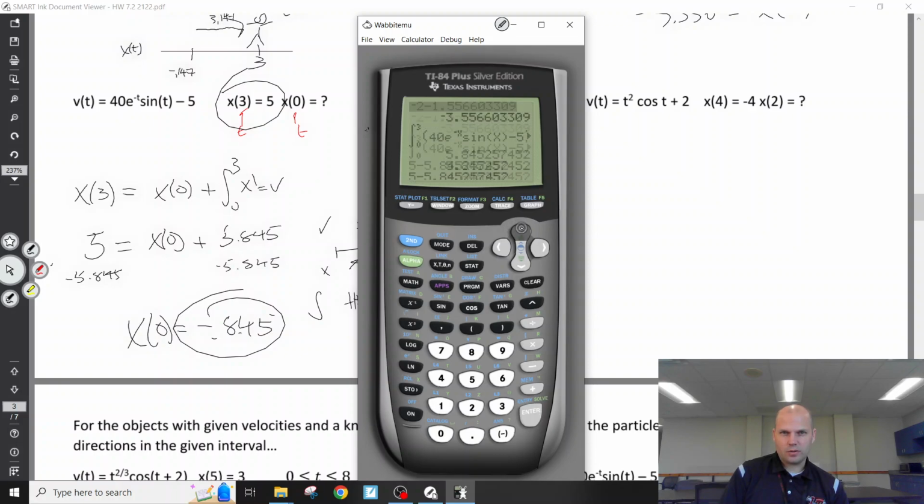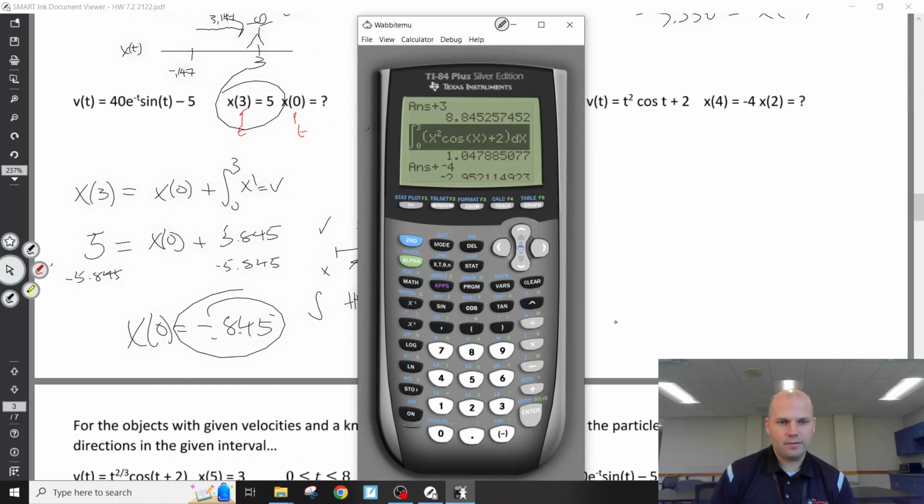T squared cos t, t squared cos t. No! Gosh, come on. I want a negative.